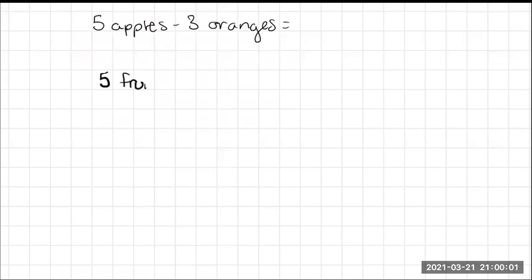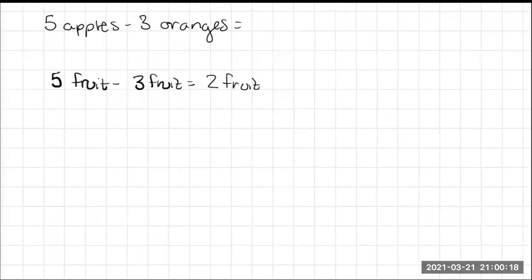5 fruit minus 3 fruit gives us 2 fruit. And it makes it so much easier to subtract. So that's what we're going to do with our fractions. We're going to change to common units in order to subtract.